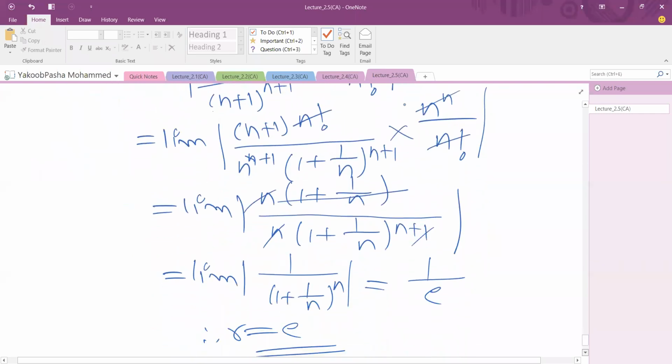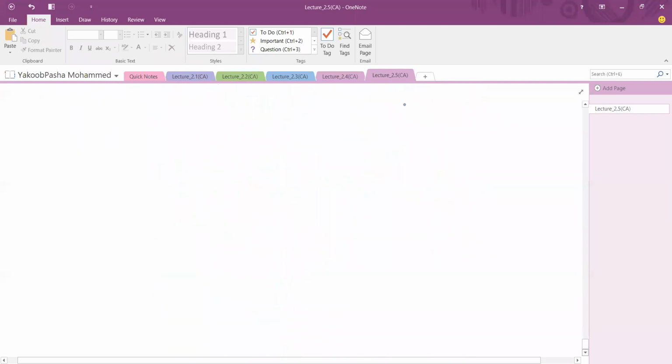Now I'm taking another problem from the set: the radius of convergence of the power series.